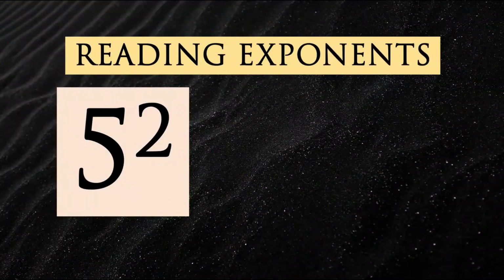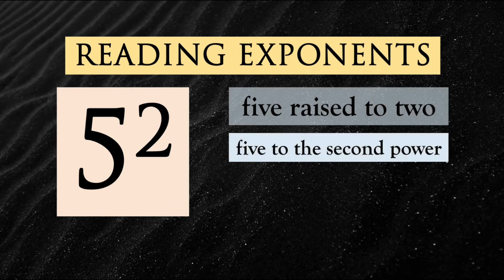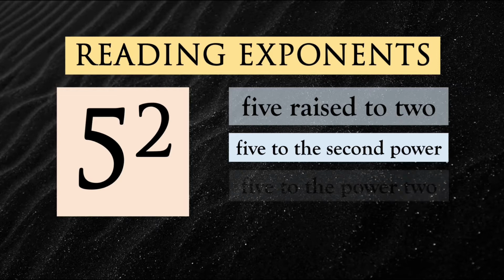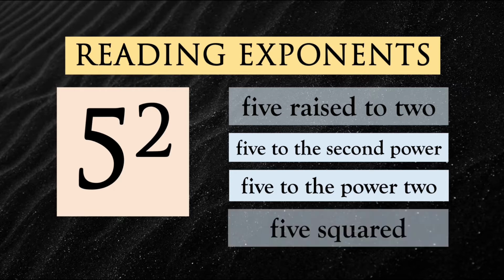Now, let's find out how we read them. So how do we read exponents? Let's have this example. So that's 5 raised to 2. You could read it as 5 raised to 2, or 5 to the second power, or 5 to the power of 2, or 5 to the power 2, or simply 5 squared. So in math or algebra, we usually say it as 5 squared. And this expression simply means 5 times 5.